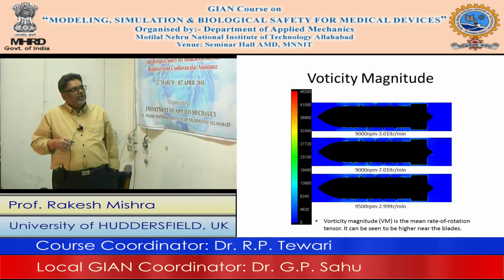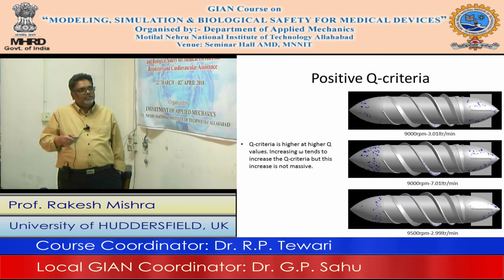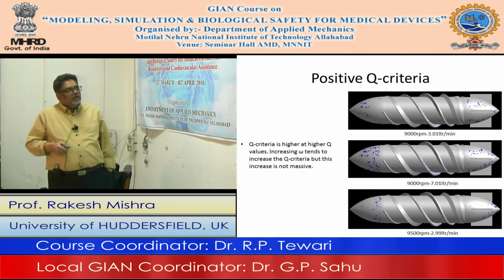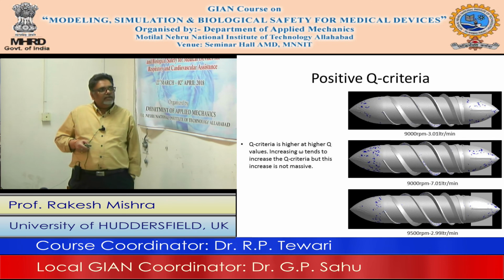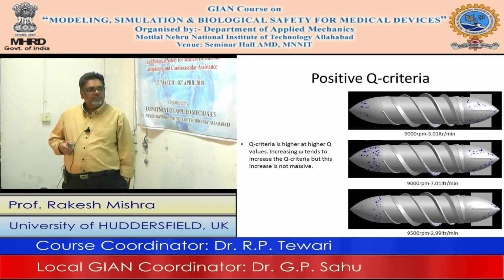The positive Q criteria is higher at higher speed values and higher flow rate values as well. So there is more chance of vortex shedding at higher speeds and higher flow rate. So this is how the performance of the impeller is assessed for a particular application. Okay, is it making sense?